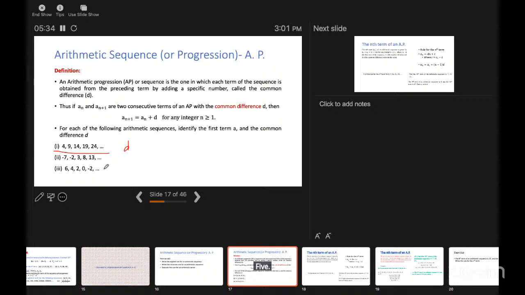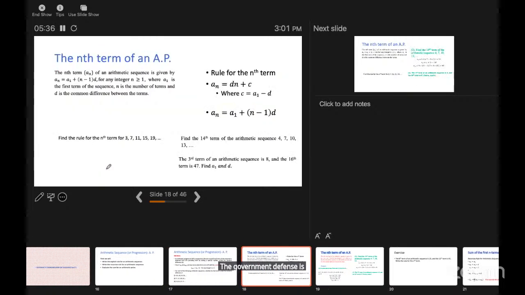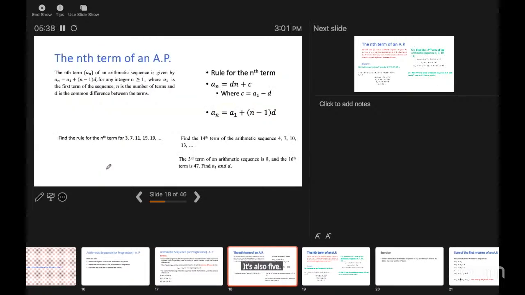The common difference is plus 5. It's also 5. Yes, it's also plus 5. Please, what's the difference between 5 and plus 5? In the second equation, the common difference is minus 2 and not plus 2.